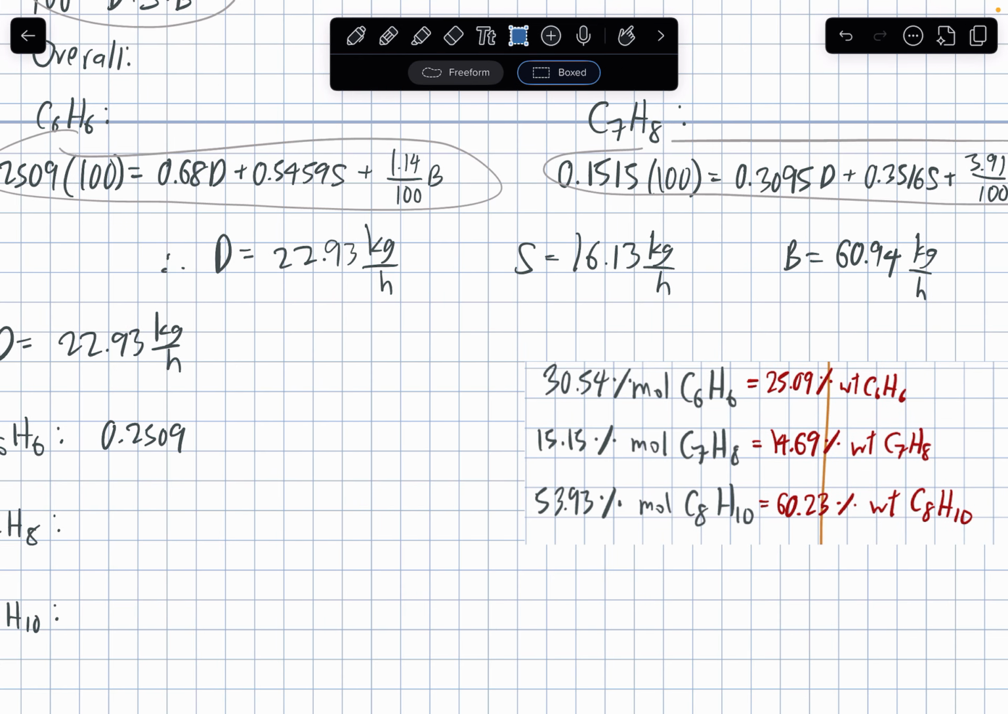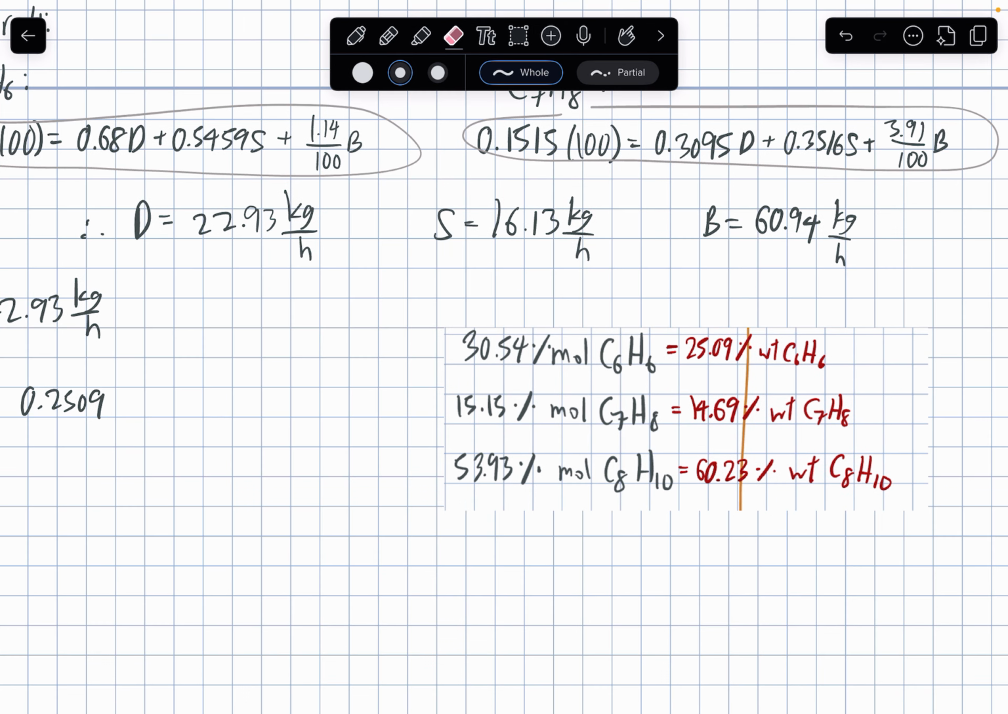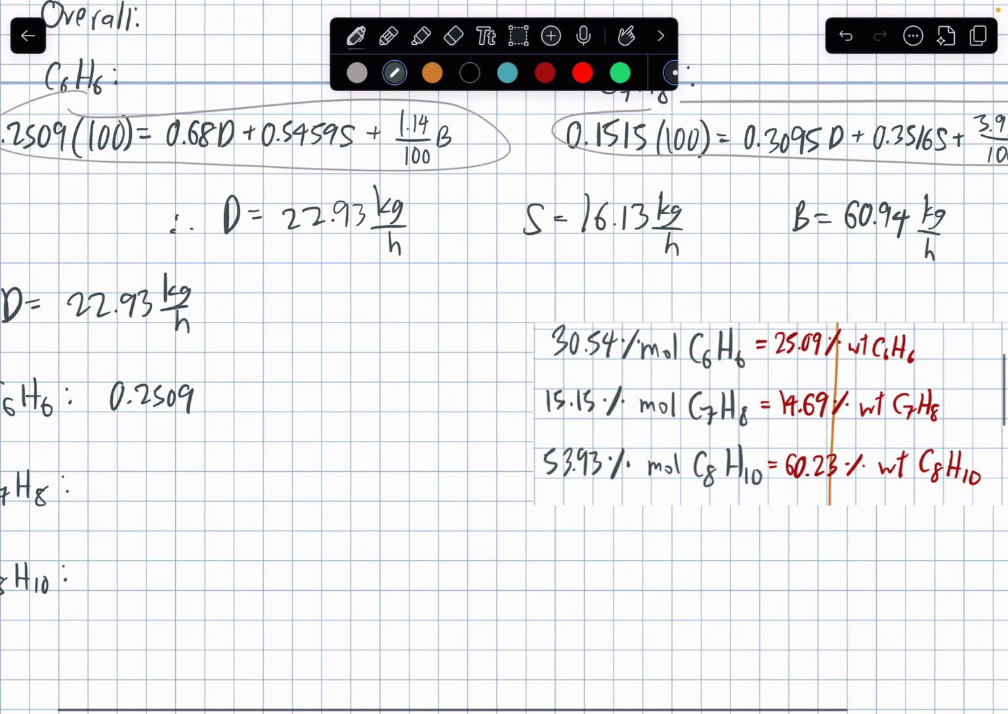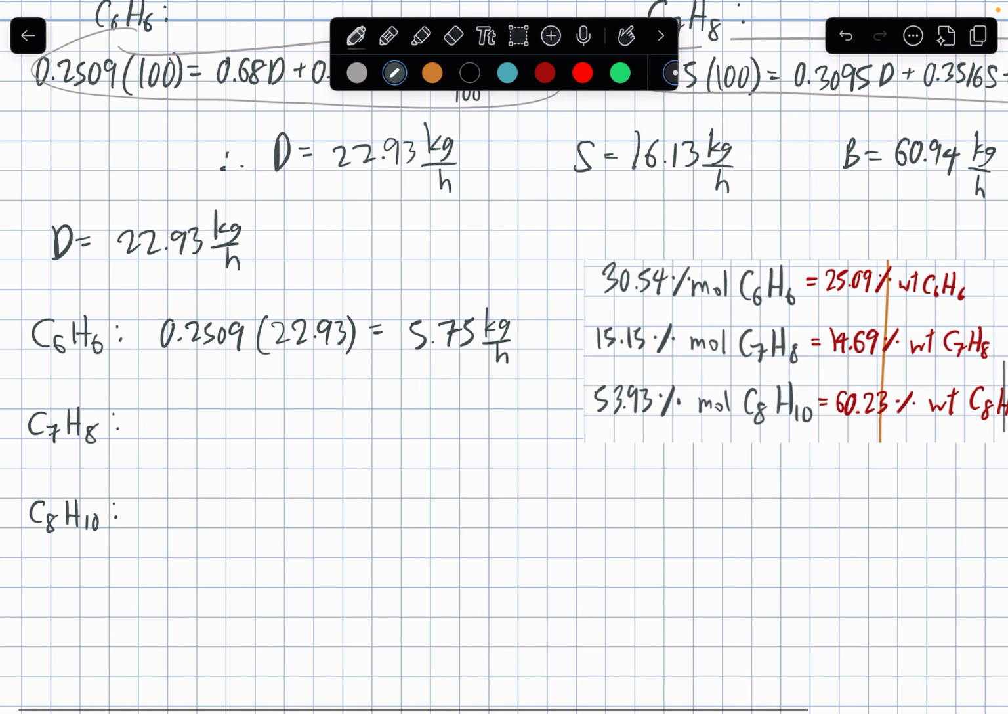Okay, I have an idea. So, this is in kilograms per hour, right? And we are given their percentages. All of this amounts to 100%. So technically, if you want to convert this into mass fraction, that is 0.2509, multiply it by D, the total. Let's see, 0.2509 times 22.93 is 5.75 kilograms per hour.